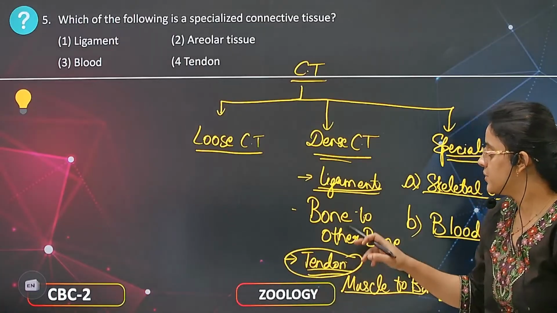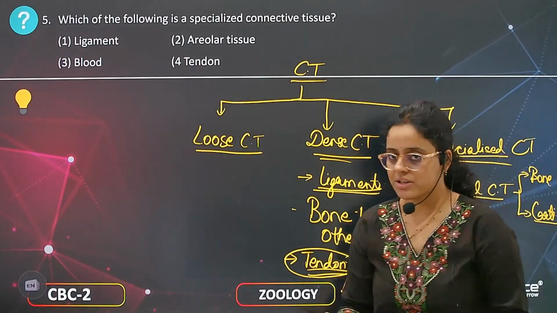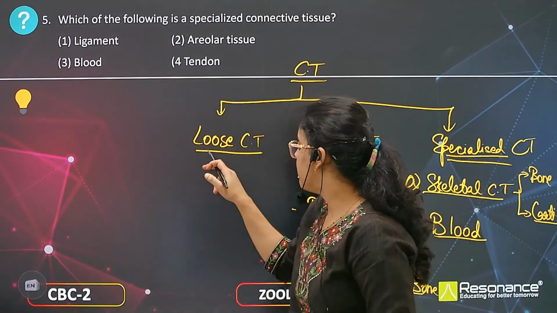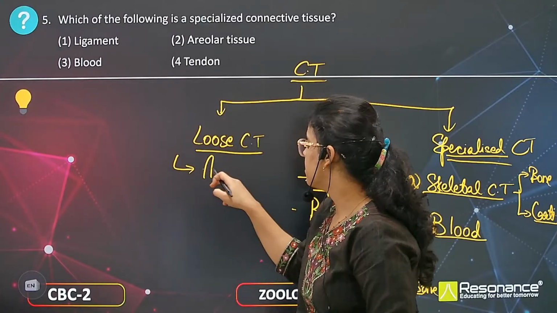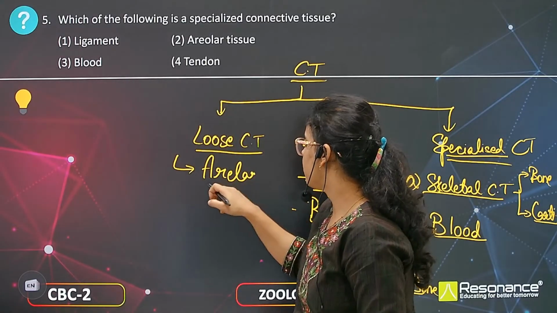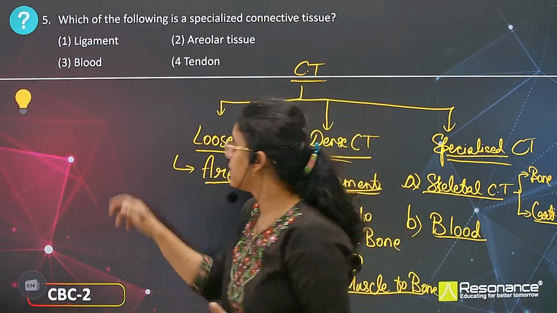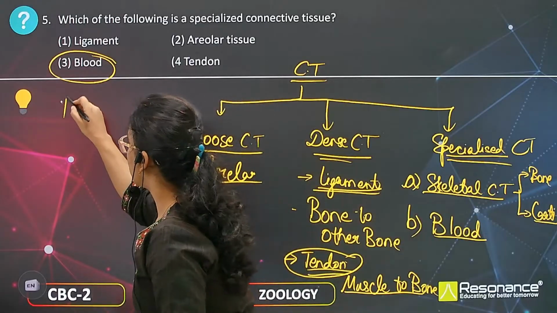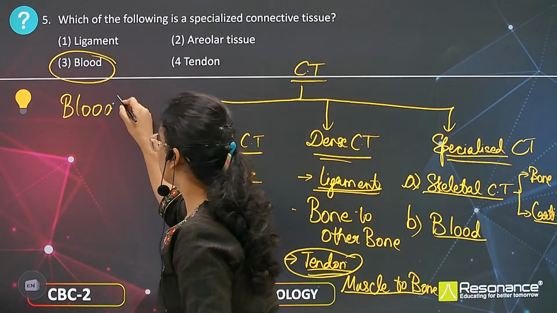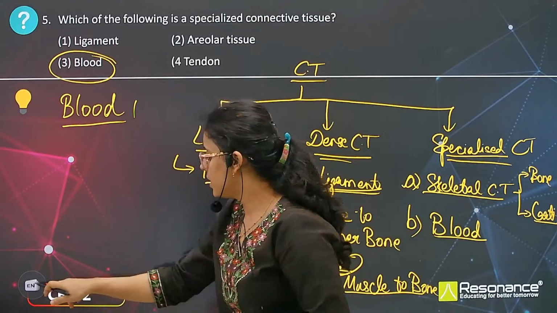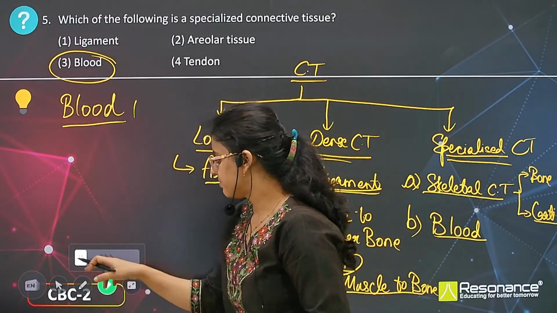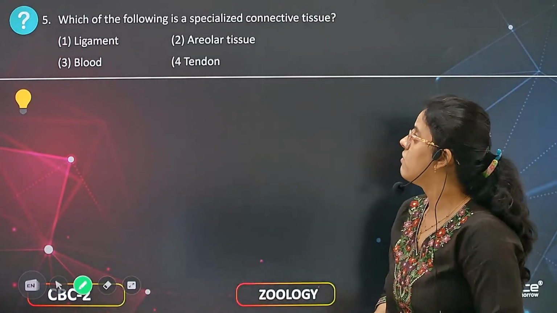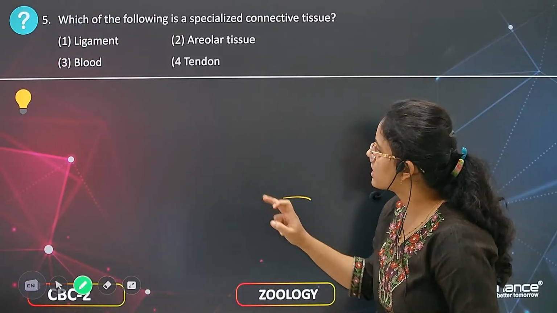So tendon and ligament are not specialized connective tissue, they are dense connective tissue. Areolar tissue is an example of loose connective tissue. Here our answer is going to be blood. Blood is also fluid connective tissue. The answer is blood. Hope you have got your answer. Let us move to the next question. Which of the following is specialized connective tissue? We have already discussed this.